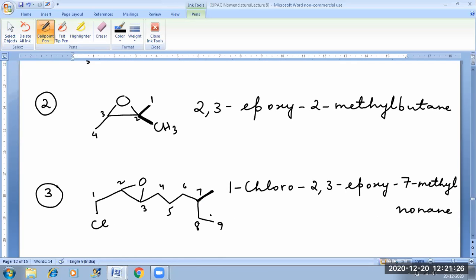Third example. At the first position, I have chlorine attached. So 1-chloro. 2,3-epoxy, because between the second and third carbon atoms, oxygen is there. And at the seventh one, I have this methyl which is protruding out. So this is methyl. So 1-chloro, 2,3-epoxy, 7-methyl nonane.